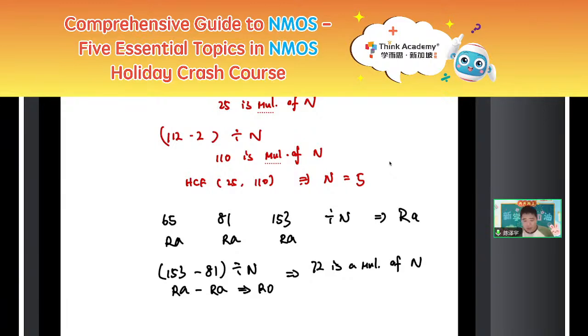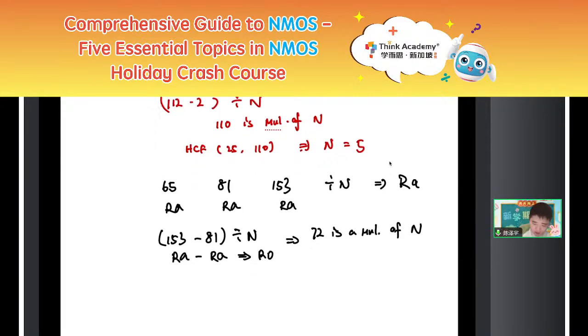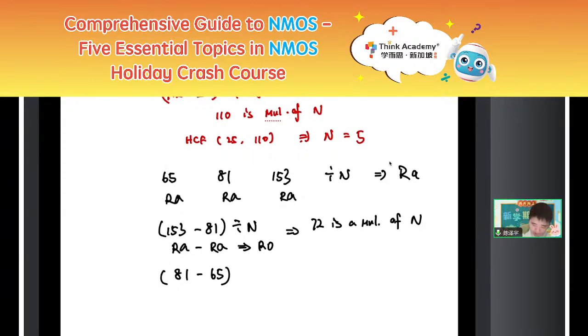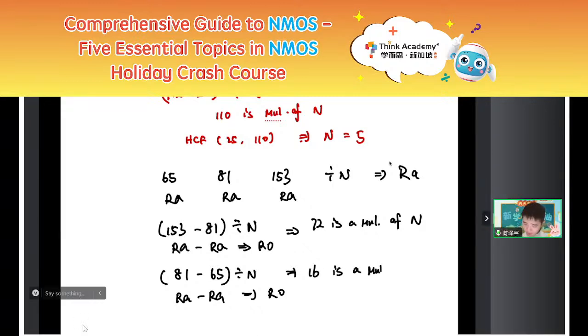I don't like the remainders. Same thing to do: if we use 81 minus 65, you'll see that it's also remainder a minus remainder a. So when divided by n, they will also give us no remainder in the end. So we can get another conclusion: 16 is also a multiple of n. So we come back to our conclusion now.